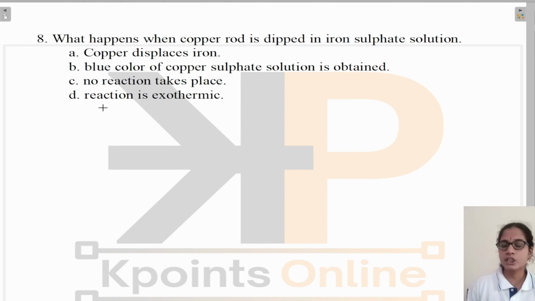Okay. What happens when a copper rod is dipped in iron sulfate solution? Copper displaces iron. Blue color of copper sulfate solution is obtained. No reaction takes place. Reaction is exothermic. Yes, first let us write the equation.